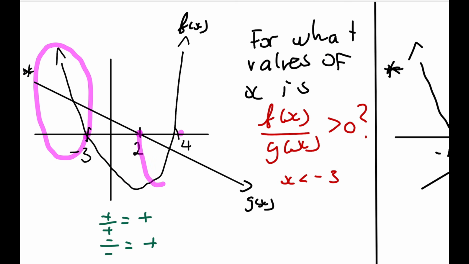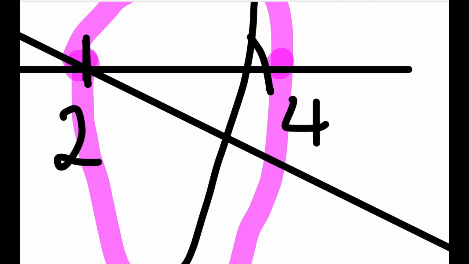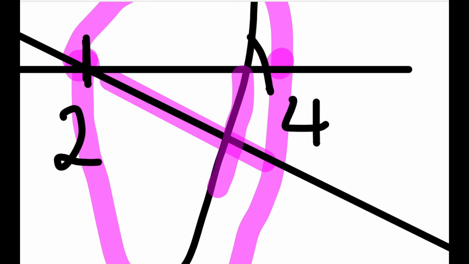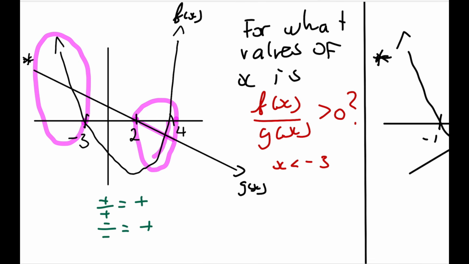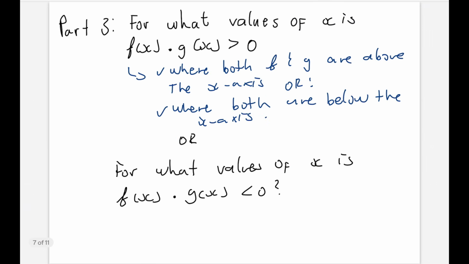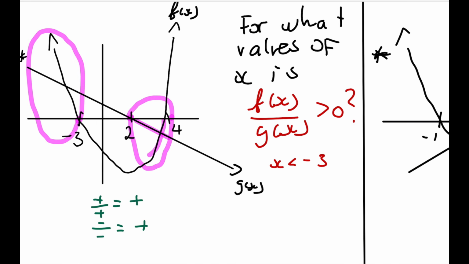What about between 2 and 4? If you look between 2 and 4, both graphs are actually below the x-axis. Here's the straight line, it's below the x-axis. Here's the parabola, it's below the x-axis between 2 and 4. Remember that for this question, we're not concerned about which graph is above which. This simply means where both graphs are above the x-axis or both are below. So the region x between 2 and 4 actually works for us.